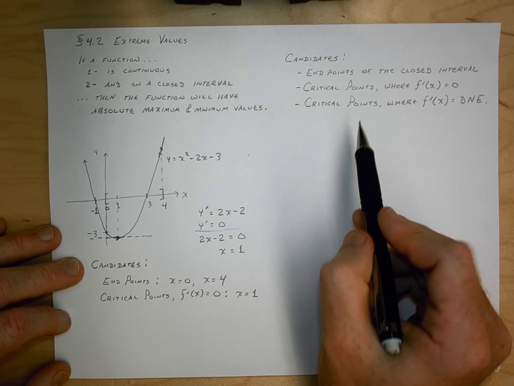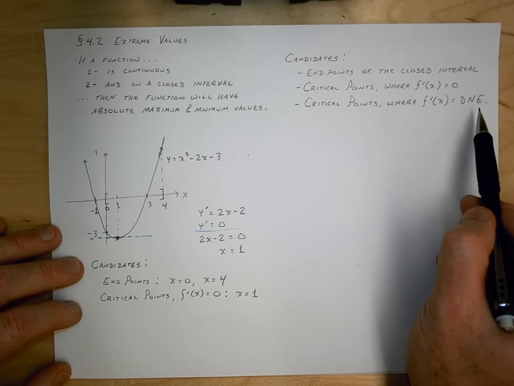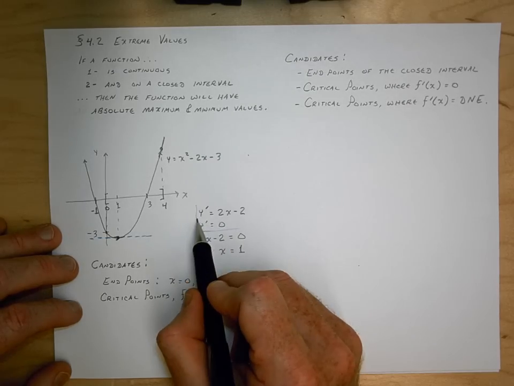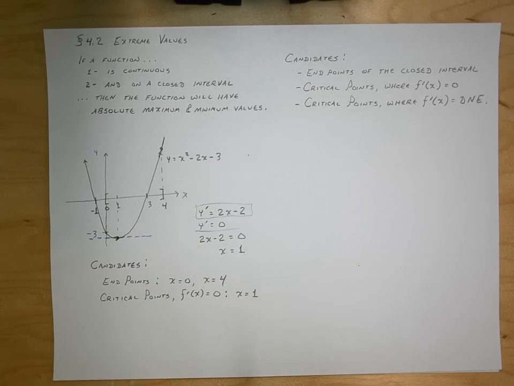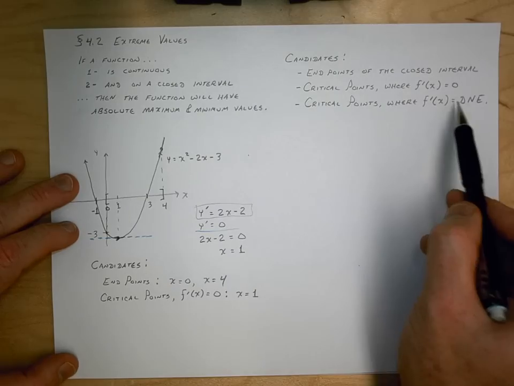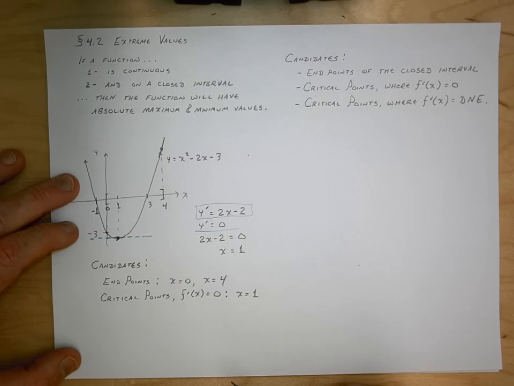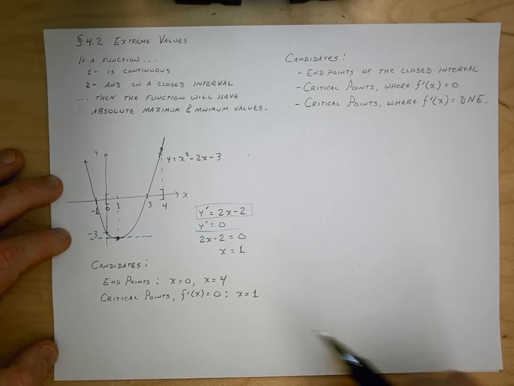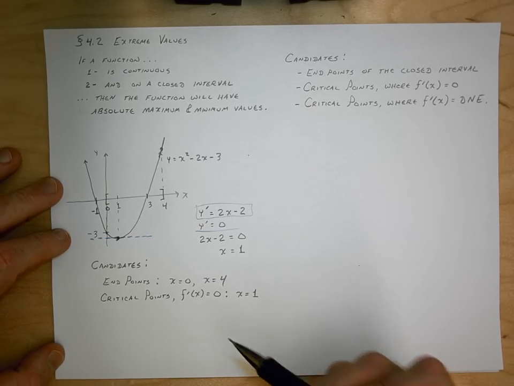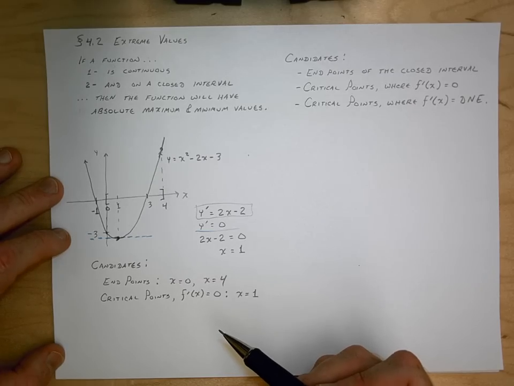We do have this third category, critical points where the first derivative does not exist, but let's look at the first derivative. I don't think there's any real x value I could plug in there that'll make the first derivative not exist. So in this case, that third category, we've got no results. Okay, so we've got three candidates here: x equals 0, x equals 4, x equals 1. How do we decide which one is the absolute maximum and which one's the absolute minimum?